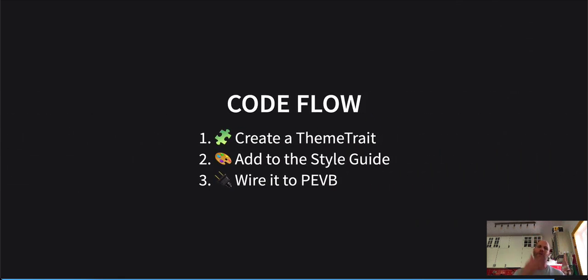So the code flow, the way we're writing things, is first we write the theme trait, right? This is like the static version. Then we wire it. We call it wiring. We wire it into the style guide, making sure that everything is working fine. Again, reducing the cognitive load for the developers. They don't have to think where the information is coming from. They just know exactly what needs to be rendered. And then finally, we wire it into the Entity View Builder.